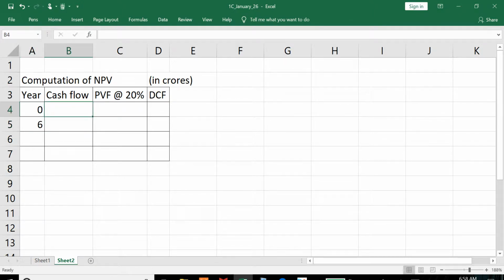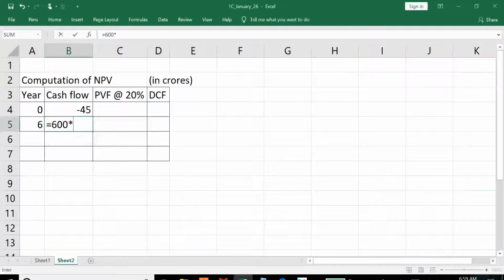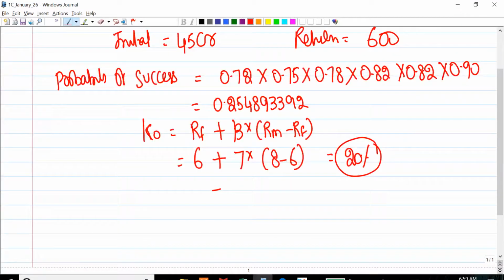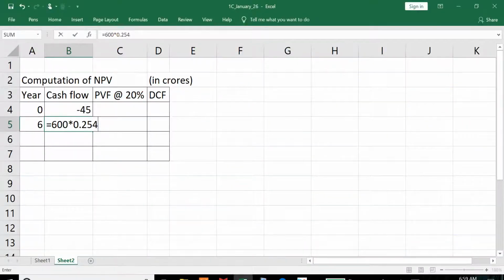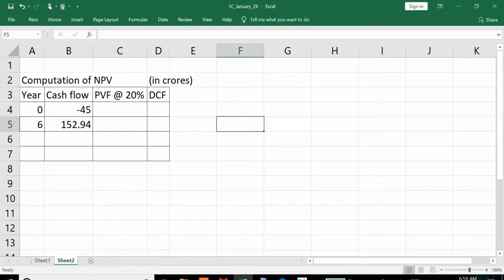What is the outflow? 45 crores. Inflow is not 600 crores. Inflow is 600 into this probability, 0.254893392. This is the inflow which I am going to get out of the project. I am not going to get the entire amount. I will get an inflow of 152.94 crores. Sometimes you will fail, sometimes you will succeed.